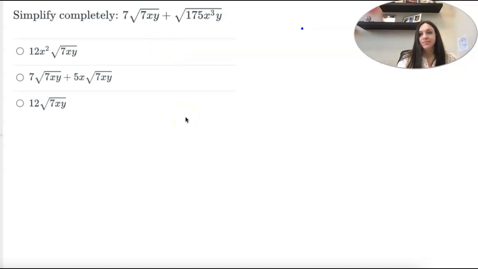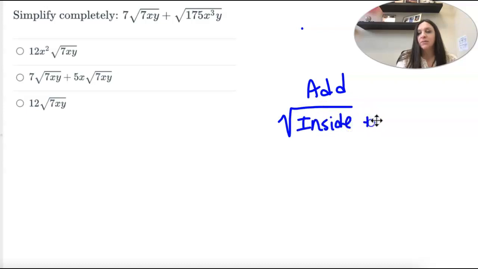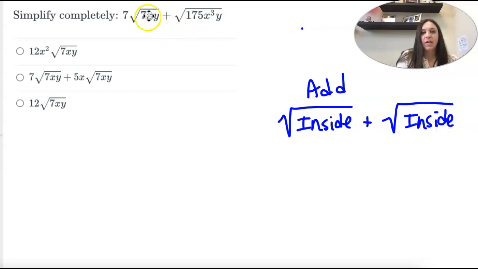Okay, we're adding fractions, so we want to simplify this completely. So the rule is when you're adding, the inside has to be the same. Okay, so right now I have 7xy and then 175x cubed y. These are not the same. Right now I cannot add them. So I need to simplify the insides to see if I can get them the same.